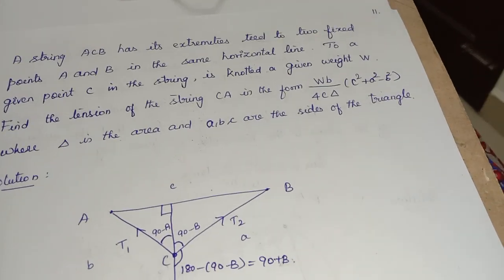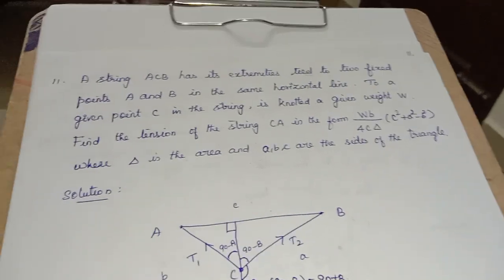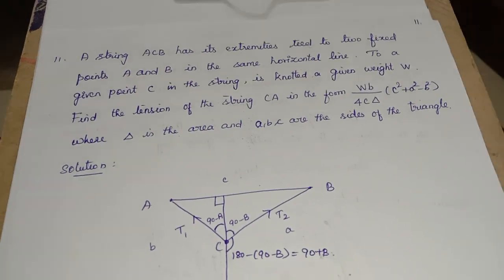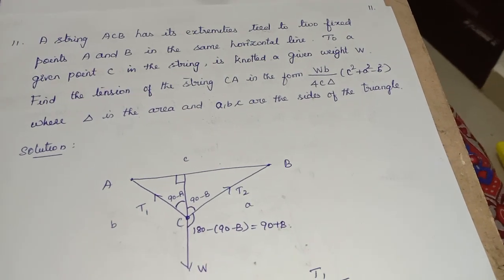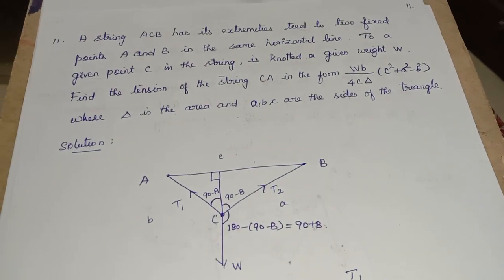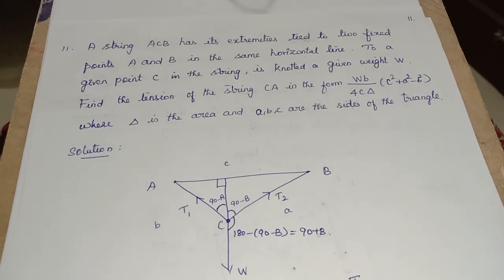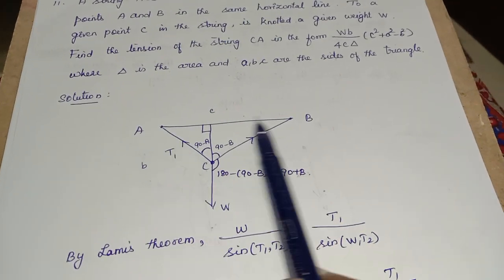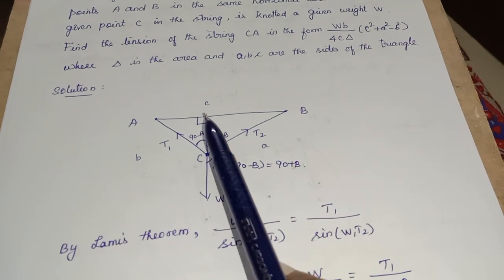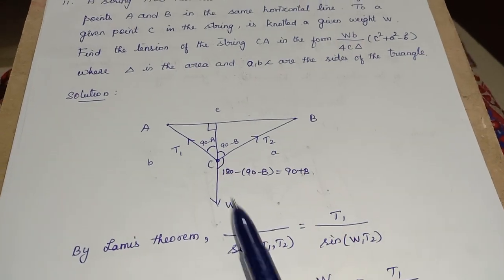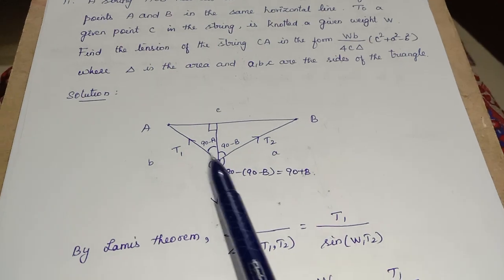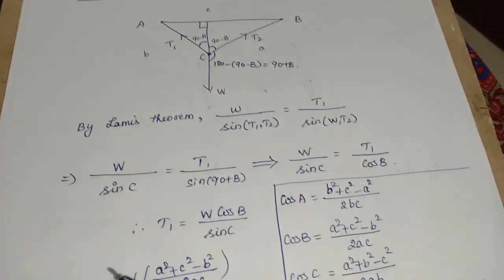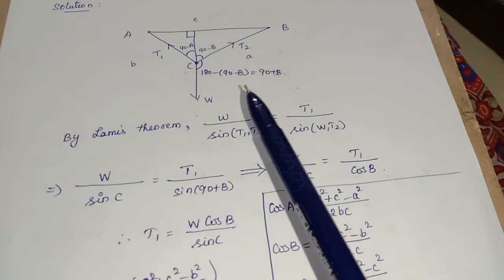Now what is given? A string ACB. To a given point C, so it need not be the midpoint, we are hanging a weight W. We have to find the tension. See, this is the string AB. At some point C, we are hanging a weight W. By hanging the weight, it will create tension on both sides of the string. The tension need not be the same, so let me take it as T1 and T2.